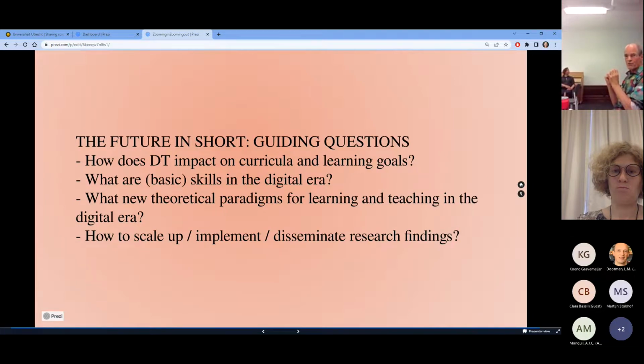From a researcher's perspective, the question is, of course, what new theoretical paradigms can we use? Well, I think we had this very interesting discussion this morning.